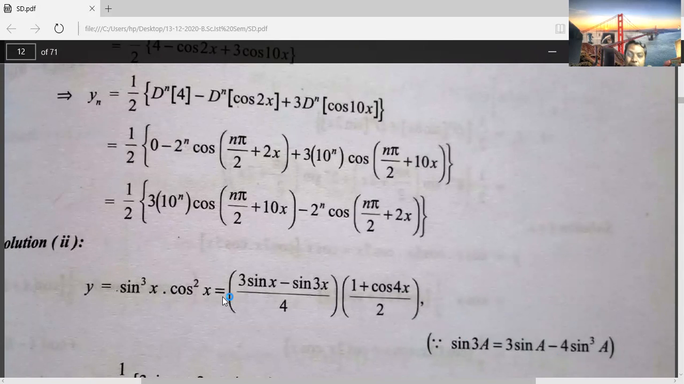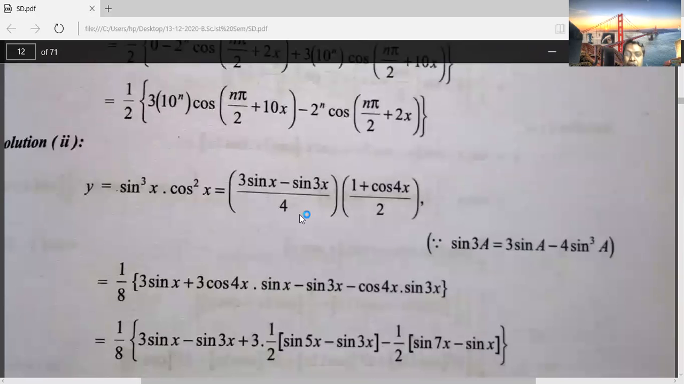Then cos square x you can write as (1 plus cos 2x) by 2, because 1 plus cos 2x is 2 cos square x. Again, write this in this format. After writing that, here in the denominator 4 is there, here also 2 is there. 4 into 2 is 8, so 1 by 8 you can write as the common factor. Now the remaining you have to simplify.